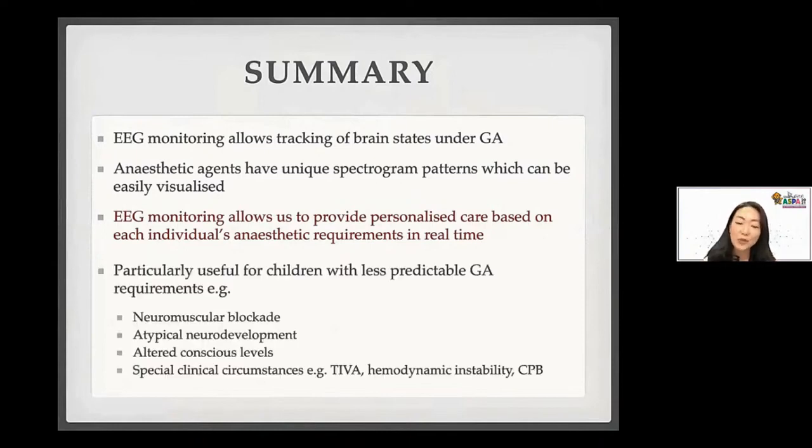And these are particularly useful for children with less predictable anesthetic requirements, including patients undergoing neuromuscular blockade, children with atypical neurodevelopment, cerebral palsy, autism spectrum disorder, those with altered conscious levels, and those undergoing special clinical circumstances, for example TIVA, those who are hemodynamically unstable and undergoing cardiopulmonary bypass, or using anesthetic combinations.